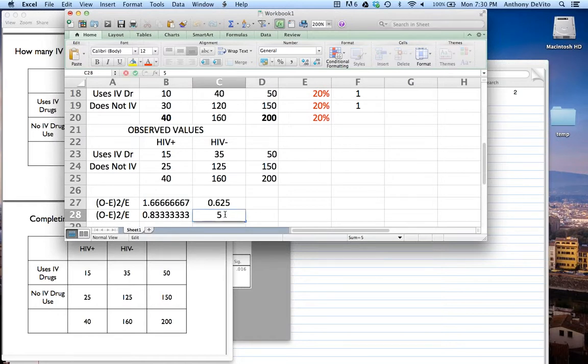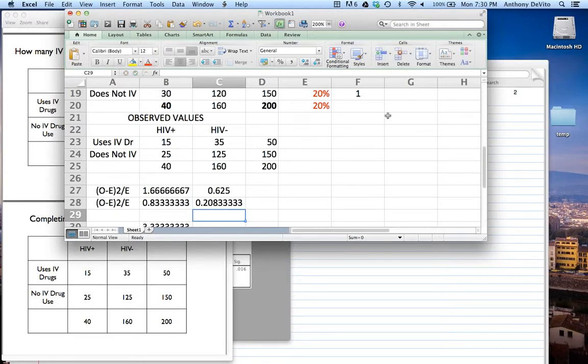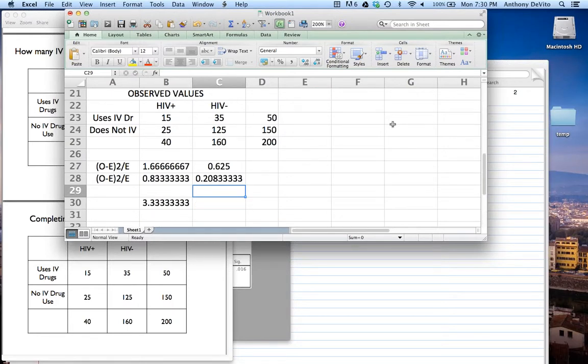And then finally, for this last one, it's going to be 125 minus 120 is 5, squared is 25, divided by my expected value, 120. So 25 divided by 120. Everybody in agreement with me there? Does that sound right? So what is my total? My total is 3.33. That's the sum of all of these differences worked out this way.